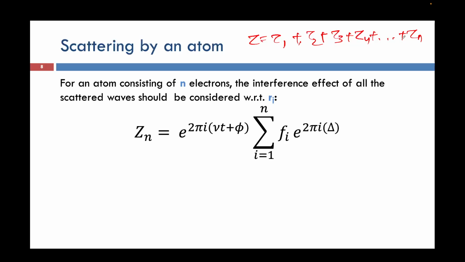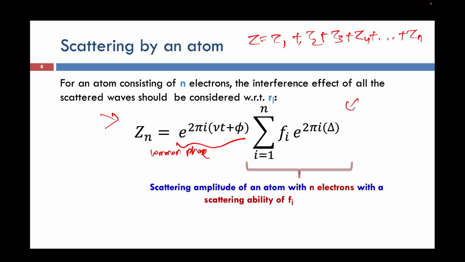If I add all those things, then I will end up with an equation like this: e to the power 2 pi i (nu naught t plus phi). This is the common phase present in all the waves. This is an interesting expression. Here you can see the summation of fi e to the power 2 pi i into delta. We know that e to the power 2 pi i into delta is coming due to the path difference. But then what is this fi?